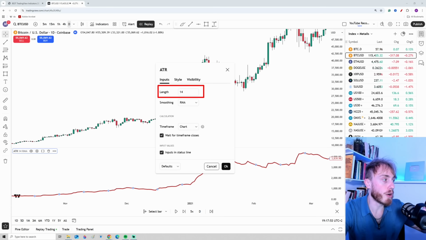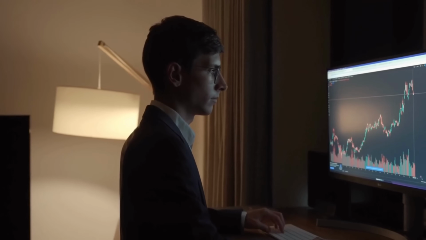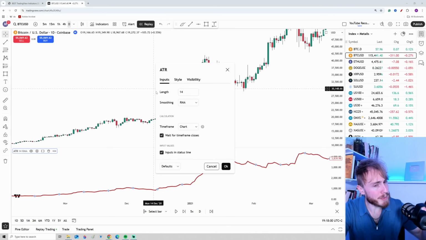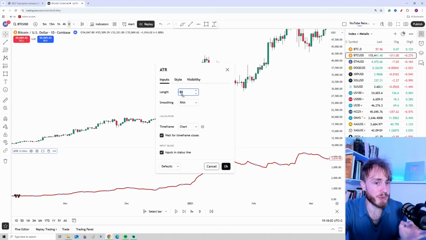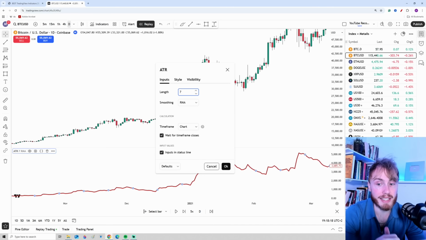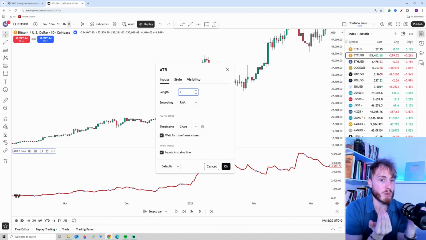But let's say that you are more of a short-term trader, maybe you are day trading, maybe 5-minute candles or 15-minute candles, then it might make sense to actually change down the length. And here I recommend the same lengths I talked about when we talked about the RSI indicator. So you can go anywhere from around 7 up to maybe 10. But let's change to 7 right here. And now you can see that the ATR will be a little bit more volatile because it will only use 7 candles to make its calculations.